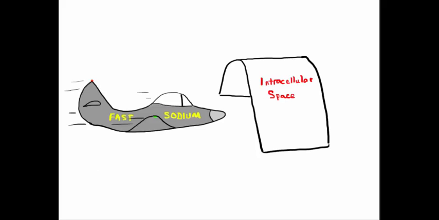So let's see how this process works. The action potential consists of 5 phases, 0 through 4. I have no idea why they start with 0 and not with 1, but we'll just work with what we have here. So phase 0 is where the action is going to start.